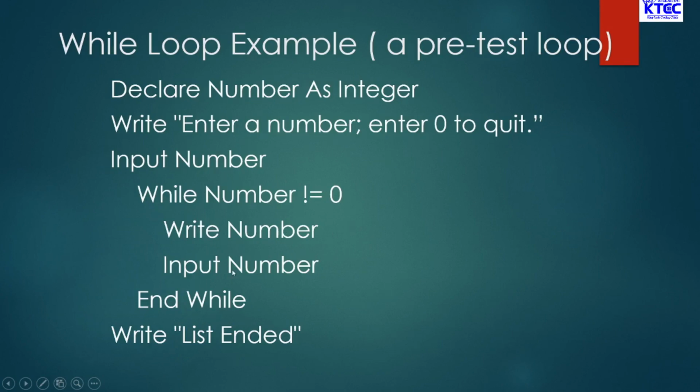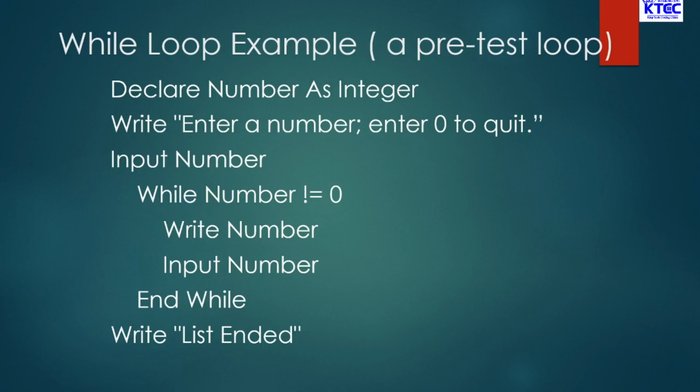So when you enter 0, that is when it will quit the program and write end of list, or list ended. So you keep entering non-zero numbers: 1, 5, 7, 8. When you input a number, it will check, it's not equal to 0, so it will display it here. Then it asks you to input again. You input 3, it's not equal to 0. Input again, you input 100, it's not equal to 0, then it will write, until you input 0. And that is when it will quit and terminate the program for you.